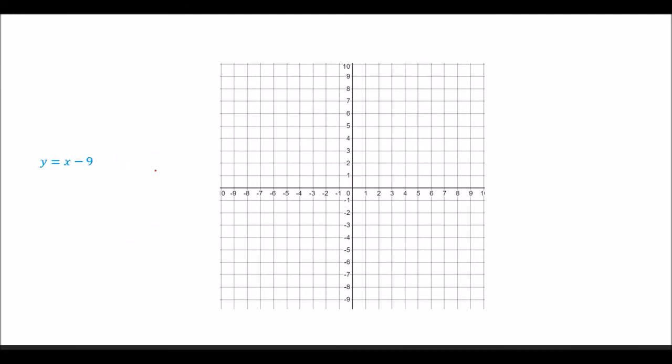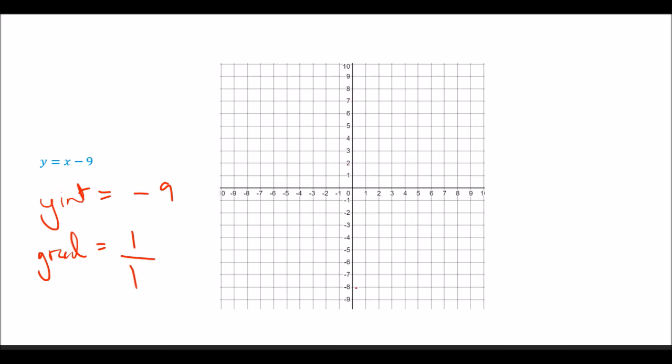y equals x minus 9. So in this case, remember, the y-intercept is the number by itself, which is negative 9. And then the gradient, remember there's a 1 in front of that x, so it's 1. And if it's a whole number, just put it over 1. In this case, the y-intercept is negative 9.